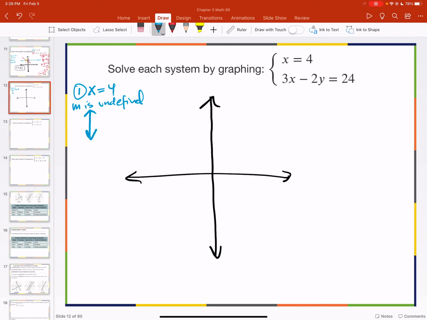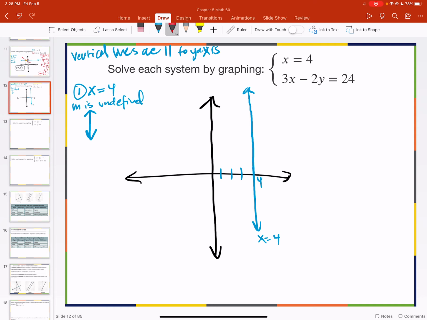Does it have a y-intercept? It doesn't, right? Why wouldn't it have a y-intercept? Remember that vertical lines are parallel to the y-axis. This is something we should start remembering. They are parallel to the y-axis, so it will never cross unless the actual equation is x equals 0, because that actually describes the y-axis. Okay, so 1, 2, 3, 4, and it's just going to be a straight vertical line through x equals 4.